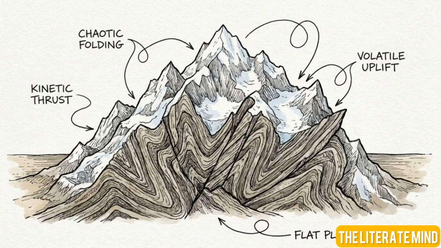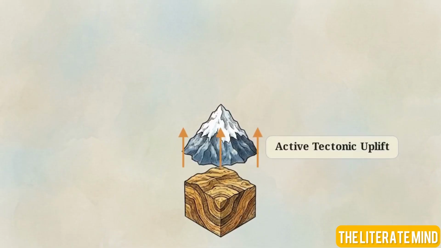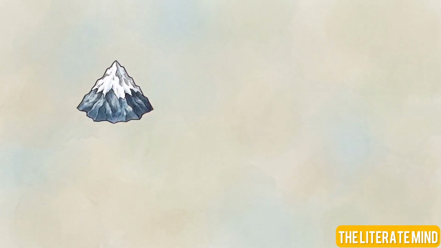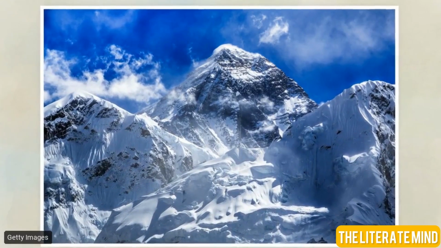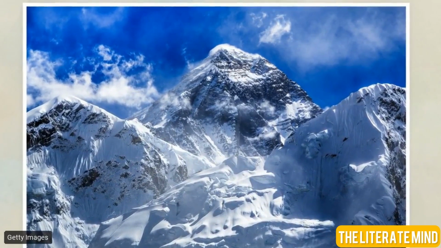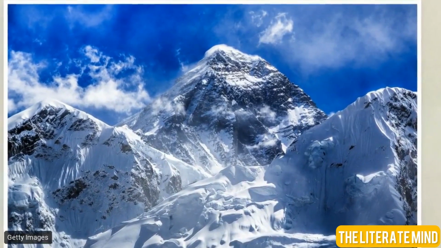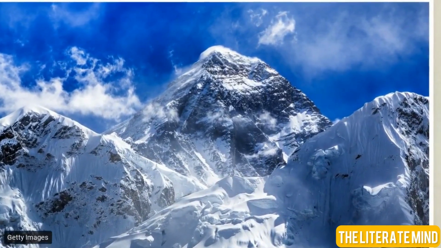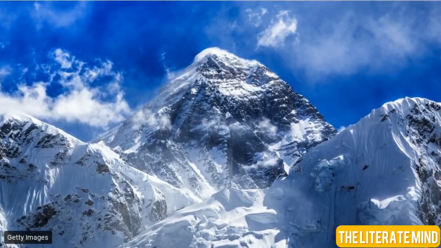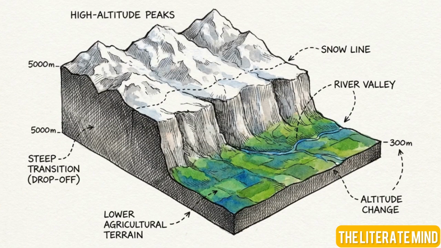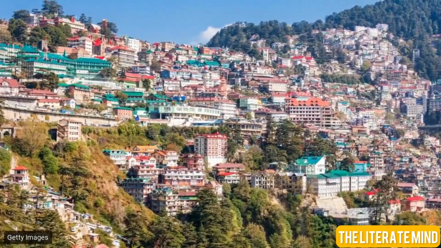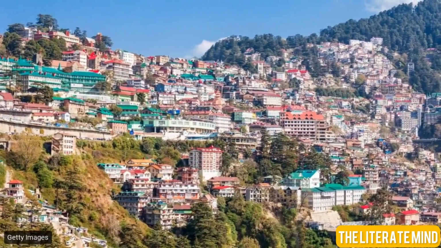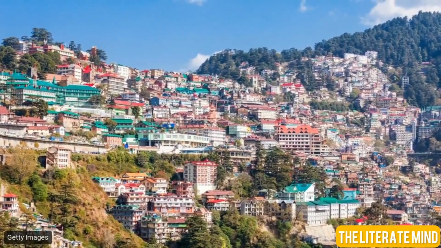Geologically speaking, they are young, highly volatile fold mountains, meaning the tectonic engine beneath them is still actively pushing them higher. They are structured in 3 main tiers. At the very top is the Himadri, the Greater Himalayas. It's a zone of staggering elevation and permanent deep snow. Life here is nearly impossible. Just south of that is the Himachal, the Lower Himalayas. The drop in altitude creates a moderate climate, allowing dense biodiversity and entire human settlements adapting perfectly to the steep terraced slopes.